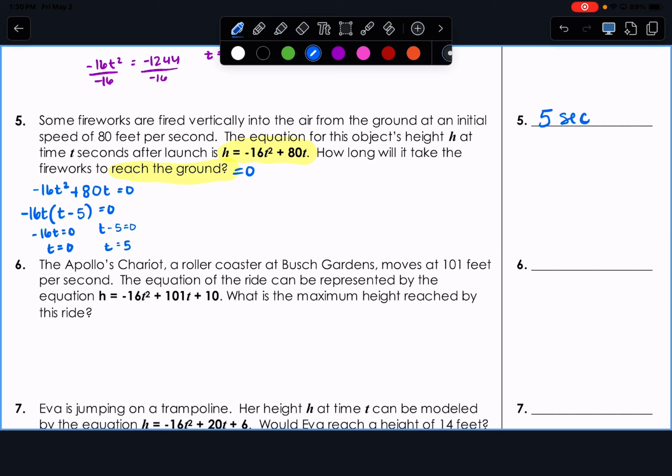Why are these 5 seconds? Good question. It's because of gravity's effect on feet per second in the downward direction.